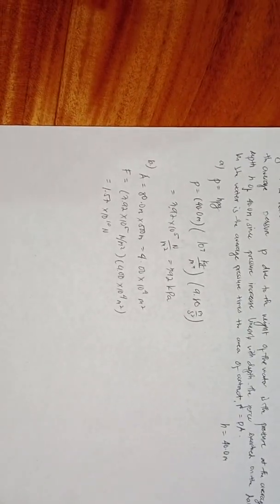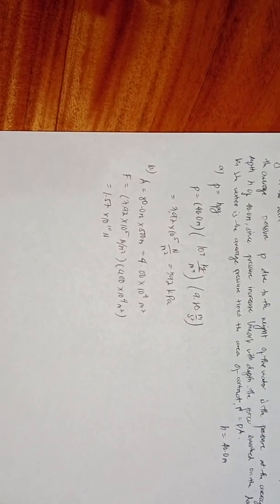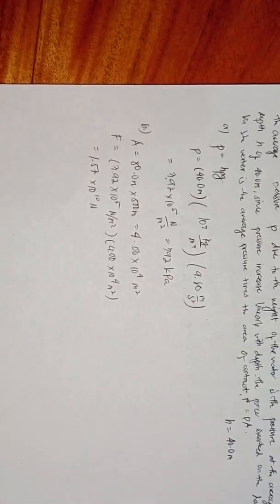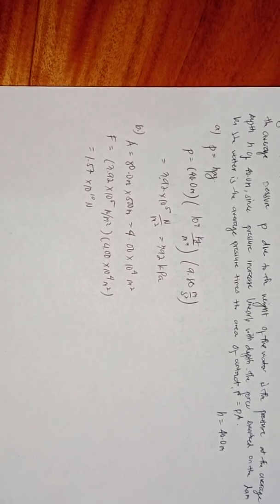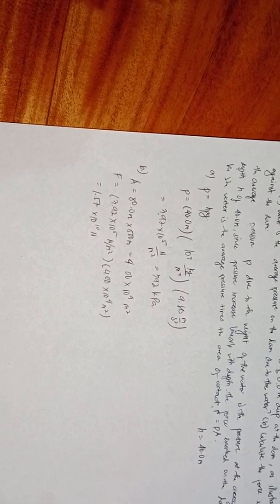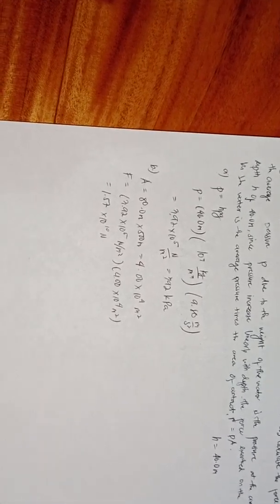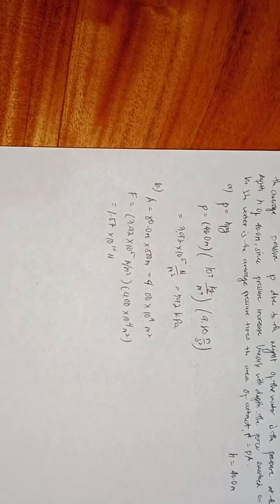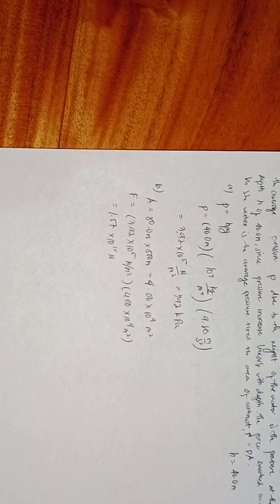So A. The average pressure due to the weight of the fluid is density times height times gravity. We have the height, so substitute the values: 40.0 meters times 10 cubed kilograms per meter cubed, times 9.8 meters per second squared, the gravity. So P is equal to 3.92 times 10 to the fifth power N per m squared, which is equal to 392 kPa.